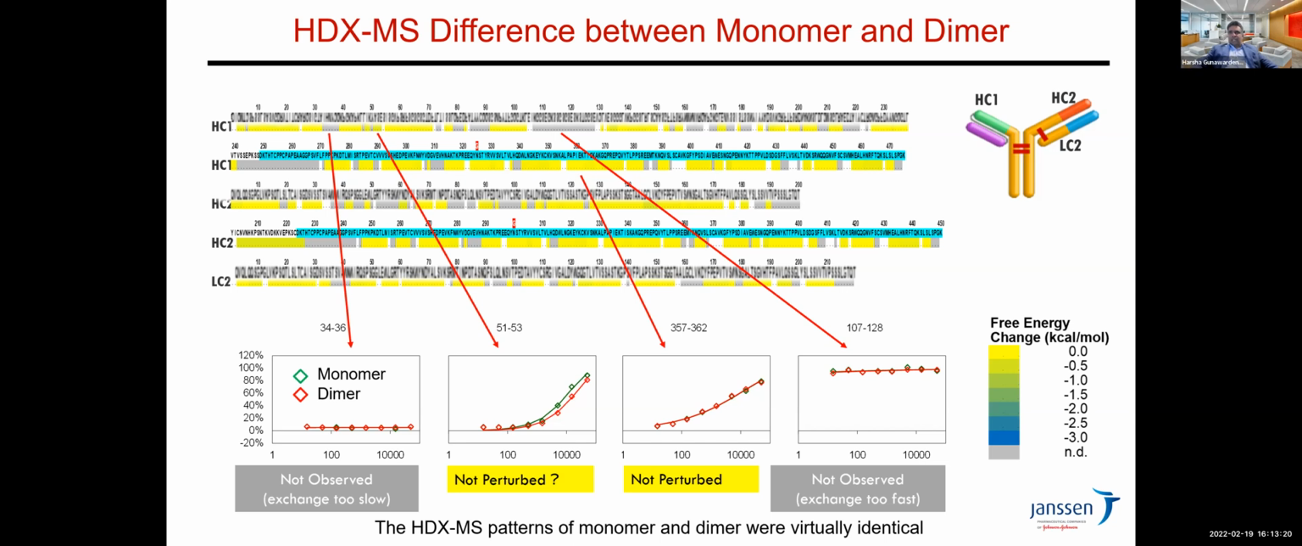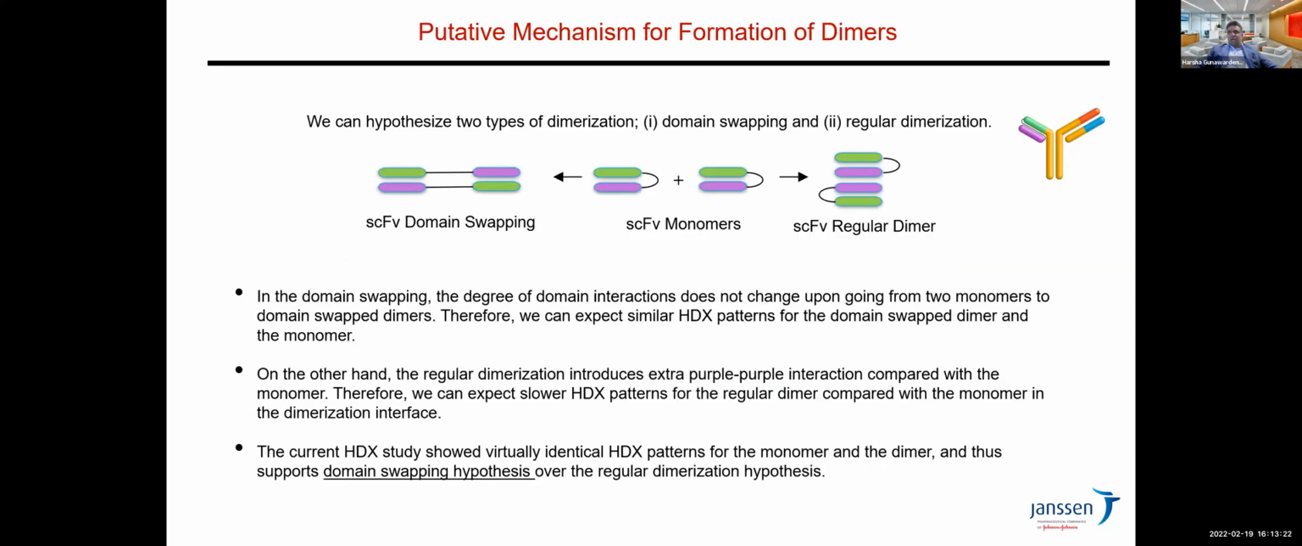Based on all these results, we can generate a new hypothesis on how the dimerization may be taking place. We can propose 2 types of dimerization. One where dimer formation results directly from a direct interaction of the scFv arms of the 2 antibodies. And the second case where the scFv arms have an open form that can domain swap with the second scFv arm on another antibody.